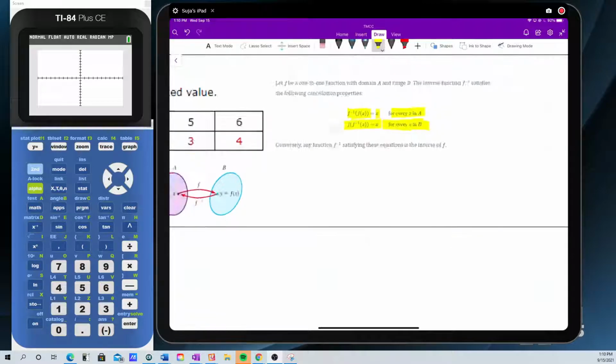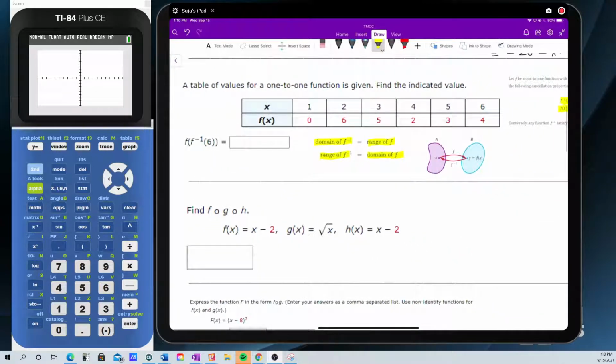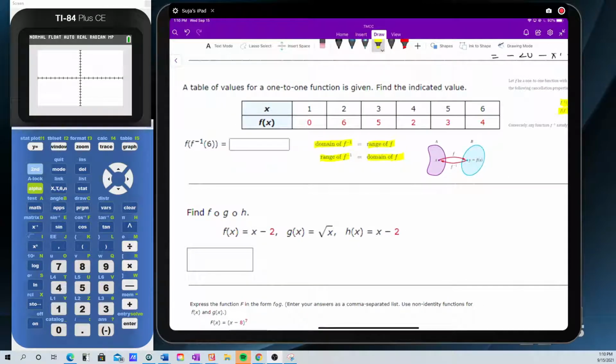So with this condition, I can say even without doing much work, even though they gave me the table, the answer to this problem is going to be 6, because f inverse of 6 would be the value for f of x, and then if I go back, since the domain and the range switches, the final answer is 6.